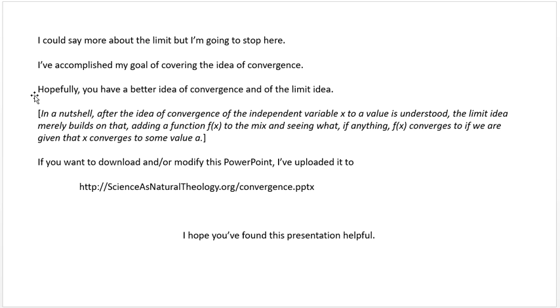I'll just say one more thing about the limit in a nutshell. After the idea of convergence of the independent variable x is understood, the limit idea merely builds on that. We're given that x is converging to a, and then we're given a function. We're saying, well, what happens to the function? Does it converge to anything? So we just have to decide if the function converges or not. If we understand convergence and we are given that x converges to a, then it's just a mechanical process to see if the function converges or not.